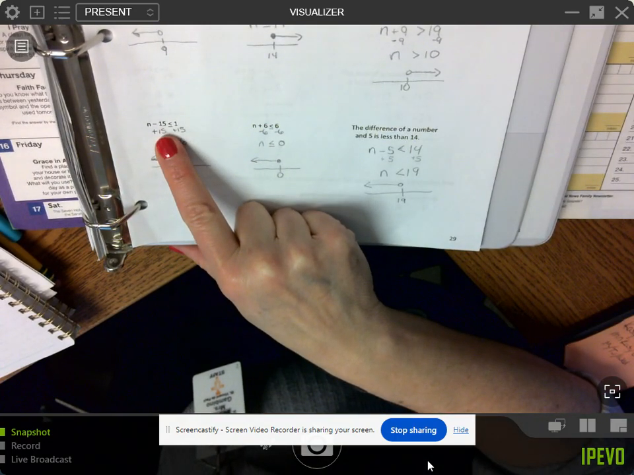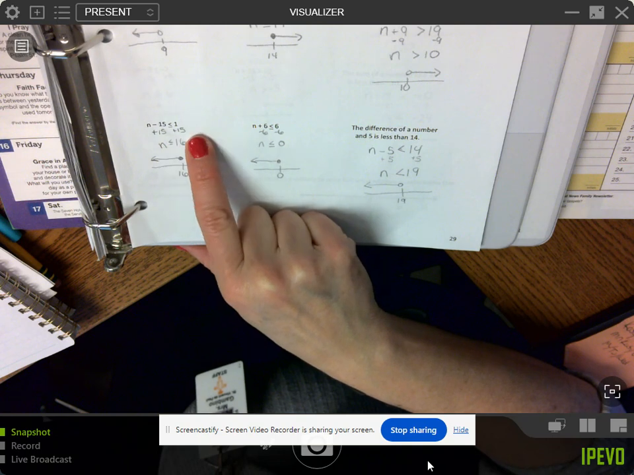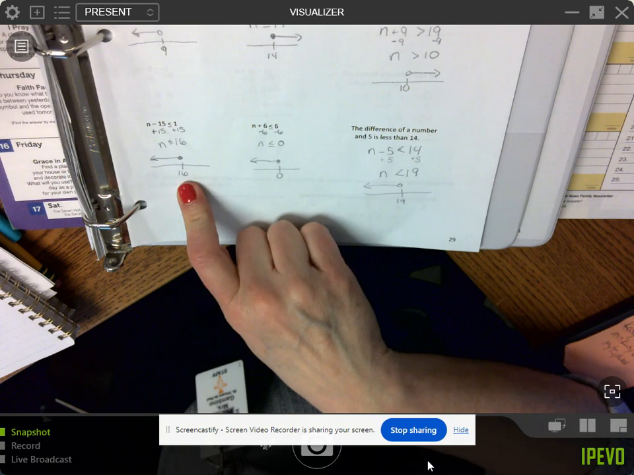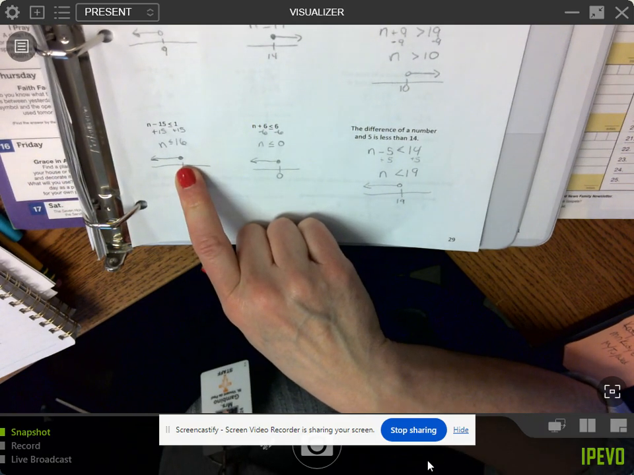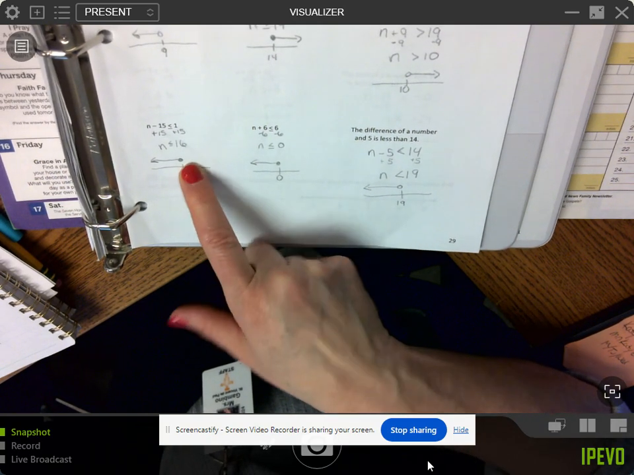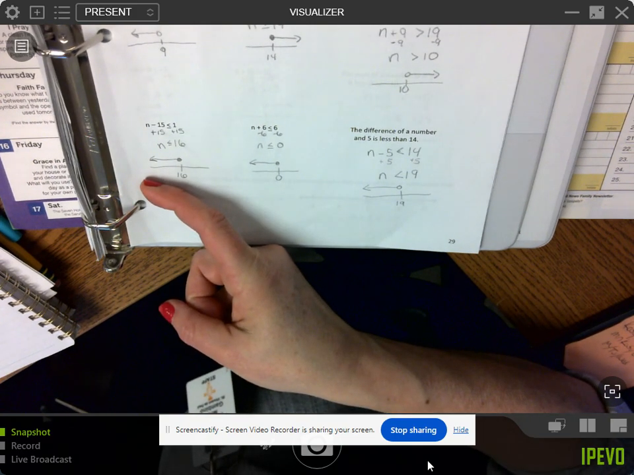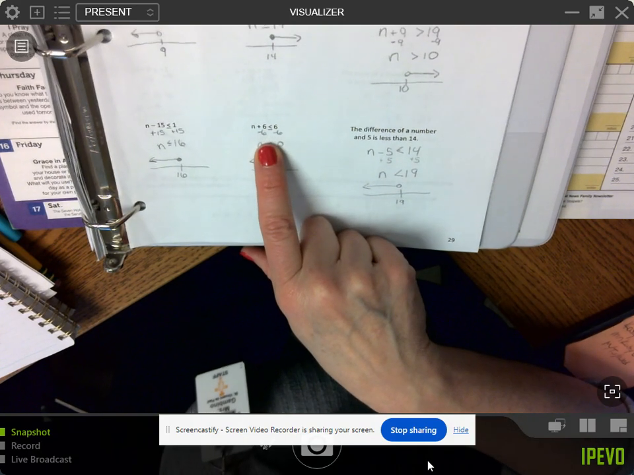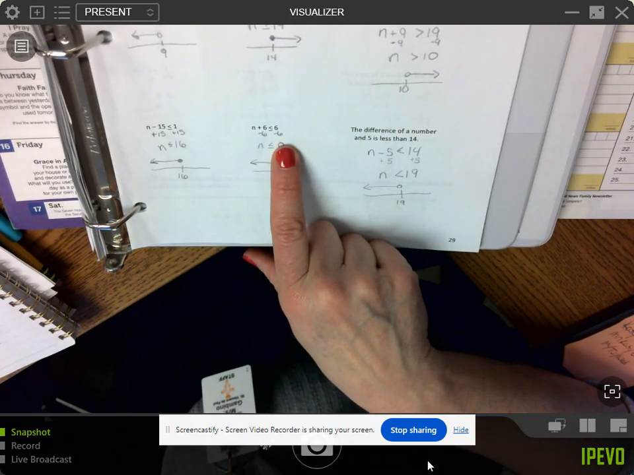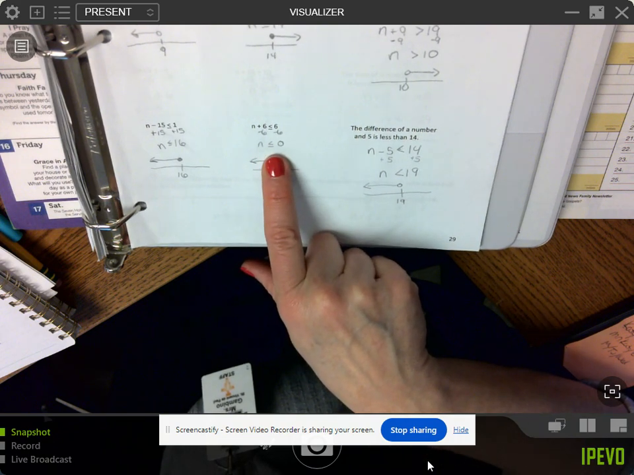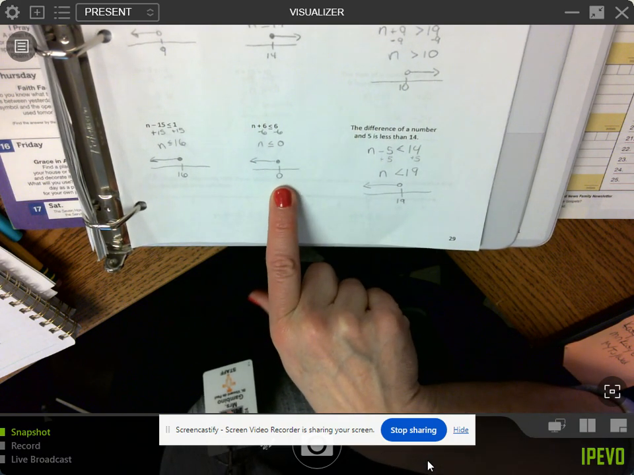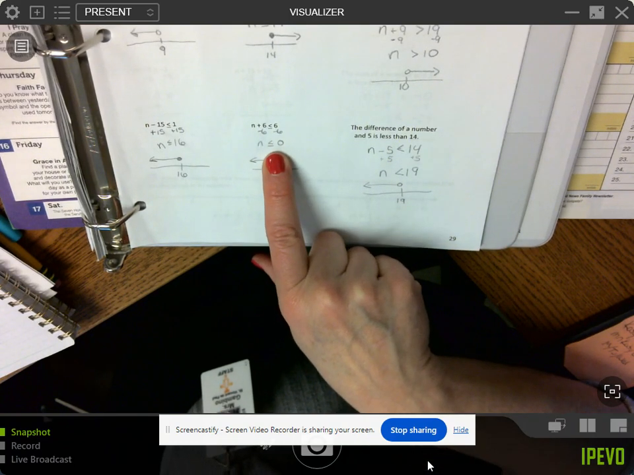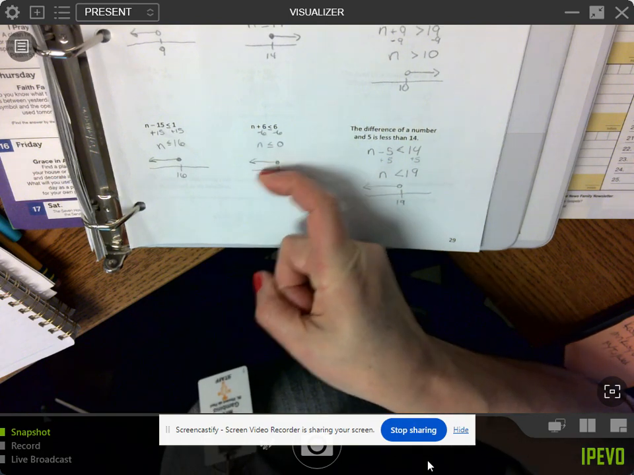N minus 15, so we need to add 15 to both sides. So n is less than or equal to 16. We have our number line with 16. We have a circle closed in because it is equal to, and we are going to the left because it is less than. N plus 6, we need to subtract 6 with our opposite operation. So n is less than or equal to 0. So on our number line, we have a 0. We have a closed in circle because it is equal to, and we are going to the left because it is less than.